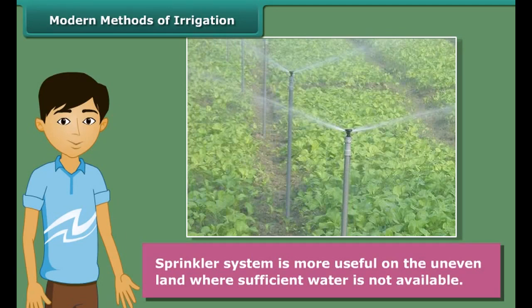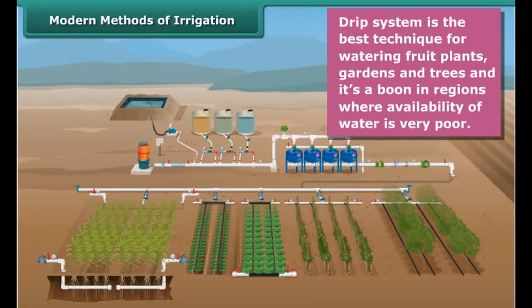Now the question arises, what are the sources of irrigation? Wells, tube wells, ponds, lakes, rivers, dams, and canals are some of the main sources of water for irrigation. Let us now know modern methods of irrigation. A sprinkler system. This system is most useful on uneven land where sufficient water is not available.